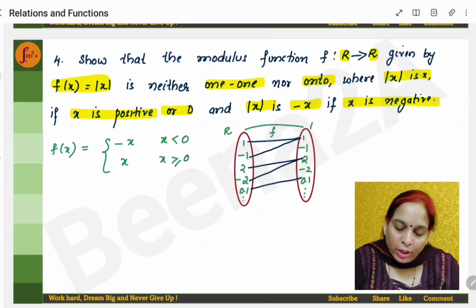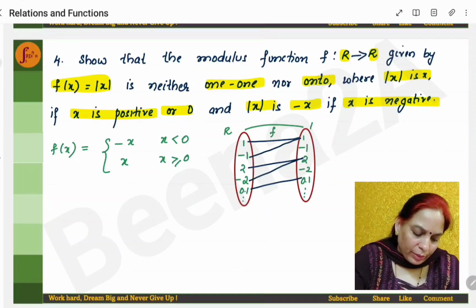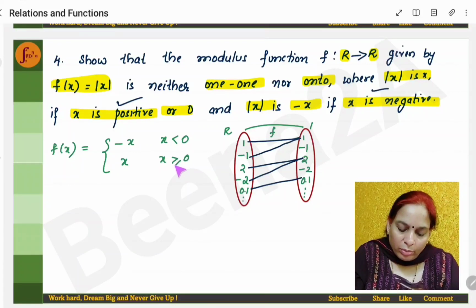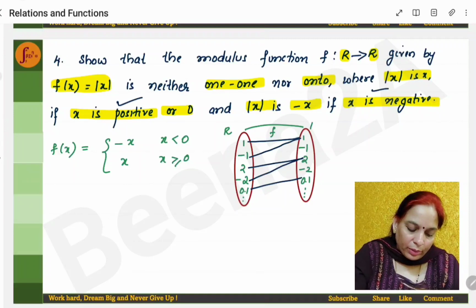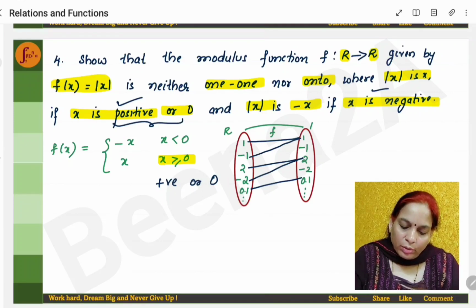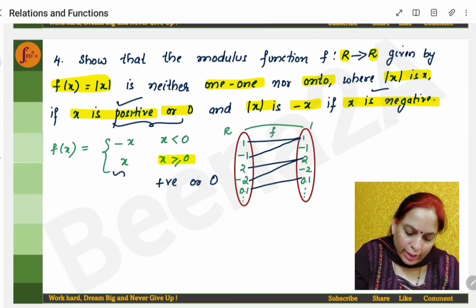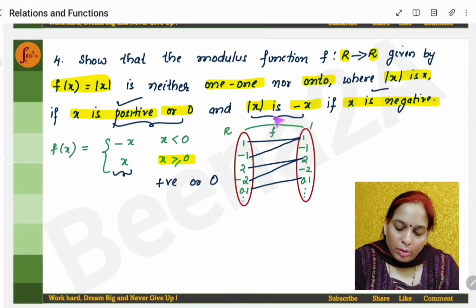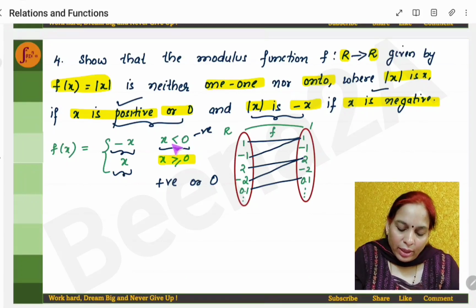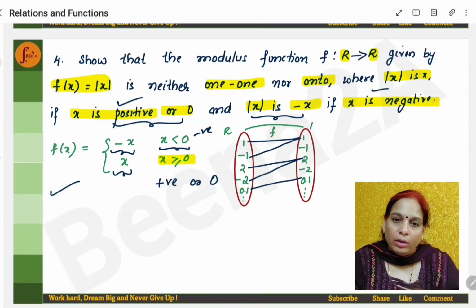So here you have two cases. One is when x is positive or 0. The other one is when x is negative. Positive or 0 means x greater than or equal to 0. Now when it is positive or 0, modulus of x is x. And modulus of x is minus x when x is negative. What is negative? x is less than 0. x less than 0 is all negative numbers. You have to show that this function is neither 1 to 1 nor onto.